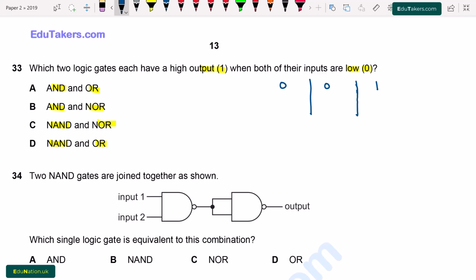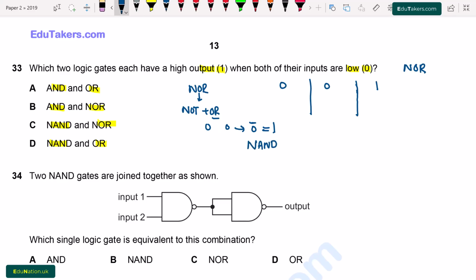This is true only for the NAND gate and NOR gate, because in the NOR gate, when we apply NOT gate over OR gate, we get NOR gate. In the OR gate, when both of the inputs are low, the output would be low. So when 0, 0, it changes into 0. And then we apply NOT over here, it changes into 1. So first of all, here is NOR gate, next is NAND gate.